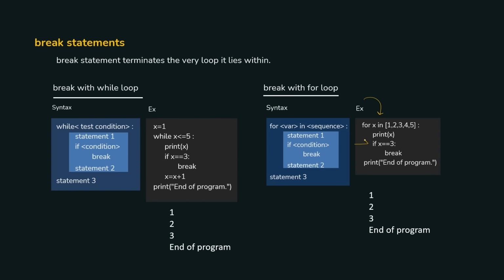But when the value of x will be 3, we are writing break. It means it will come out of the loop and the next statement will get printed. So we are getting the output of 1, 2 and 3. Now the value of x is 3. Because of the break statement, the loop got terminated. So the rest of the 2 values did not get printed.